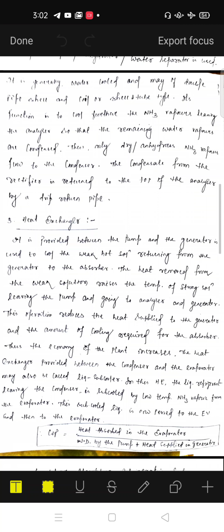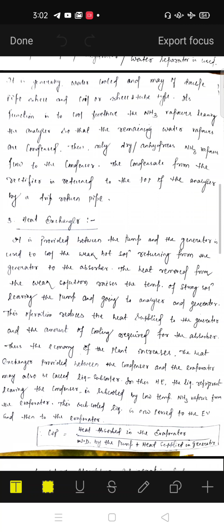Okay, the heat removed from the weak solution raises the temperature of the strong solution, leaving the pump and going to the analyzer and generator. So this operation reduces the heat supplied to the generator and the amount of cooling required for the absorber. Thus the economy of the plant simultaneously increases.